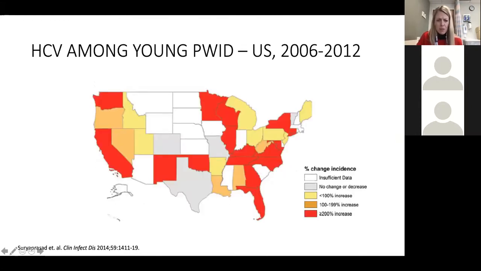This data is a little bit old, but it shows the change in incidence of hepatitis C amongst young people who inject drugs from 2006 to 2012. What you can see is that the states highlighted in red, including Washington state, have seen a greater than or equal to 200% increase in the incidence of hepatitis C amongst young PWID.